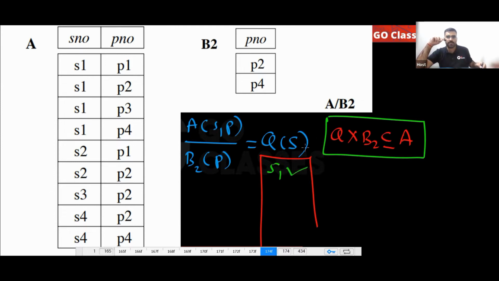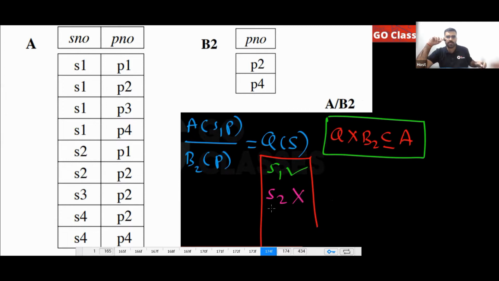What about the next? Can I put S2? You can notice S2 P2 I have here, no problem. What about S2 P4? There is no S2 P4, so I cannot put S2.